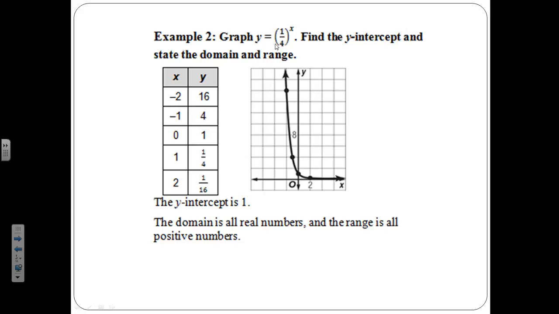Now be careful when you plug this into your calculator to put the 1/4 in parentheses so that the whole fraction is raised to that x term. Again, the y-intercept is 1 because that's where it crosses the y-axis. The domain is all real numbers, and that's because you can plug in any x term. And then the range is all positive numbers because there's no x term that you can plug in to get y equals 0. It will never cross that x-axis.